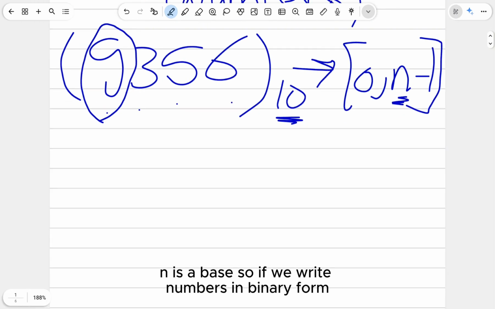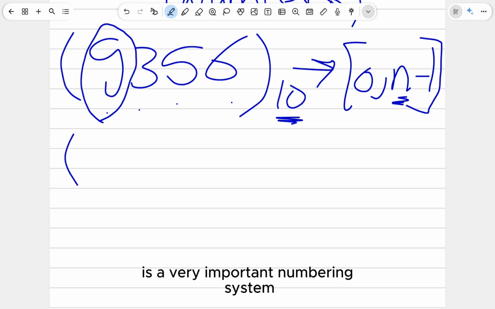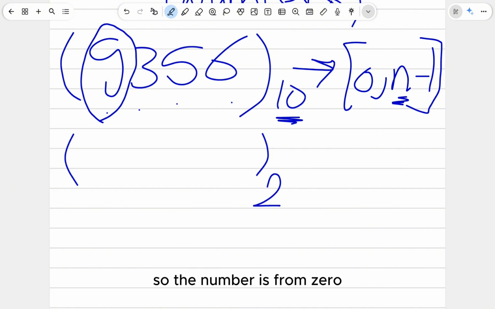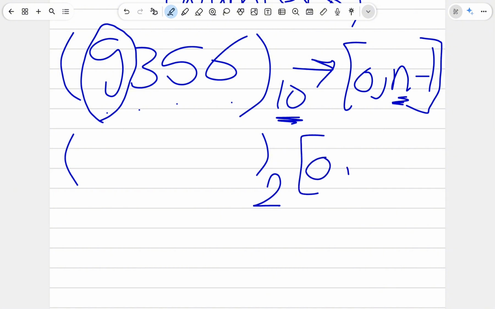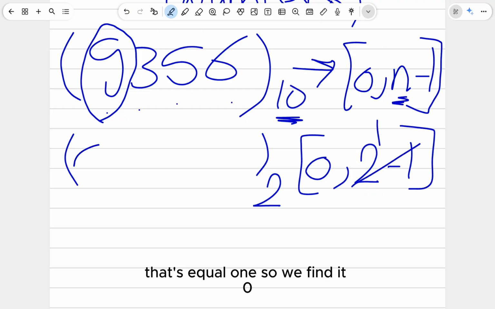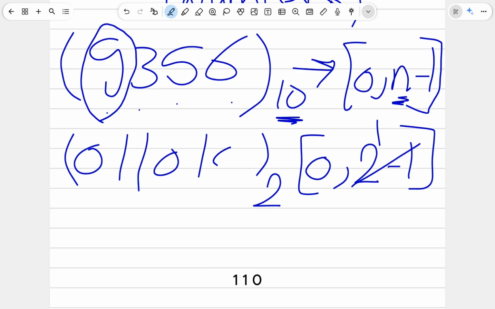So if we write numbers in binary form, which is a very important numbering system, the digits are from 0 to 2 minus 1, that's equal to 1. So we find 0, 1, 1, 0, 1, 0, like this.